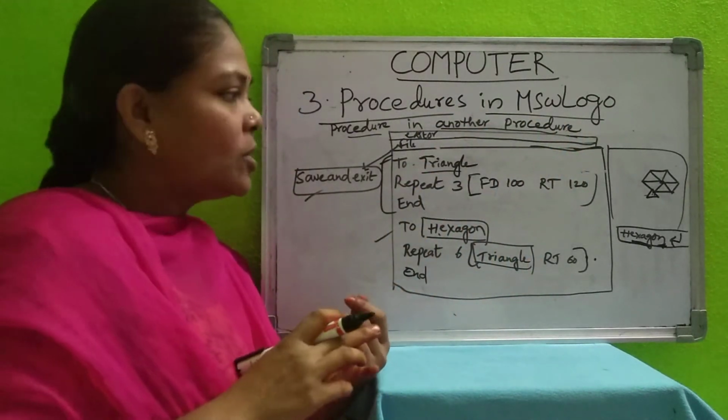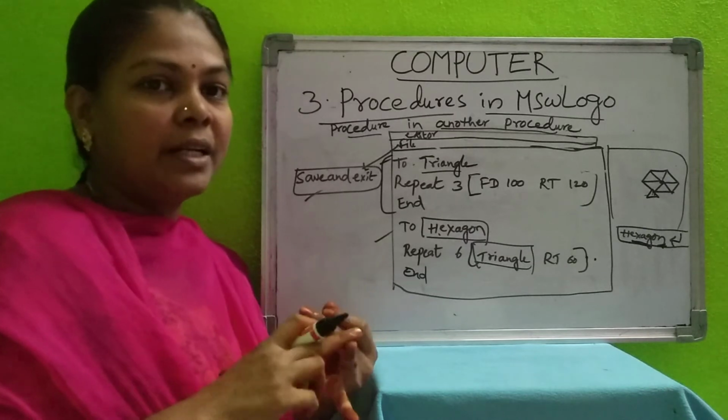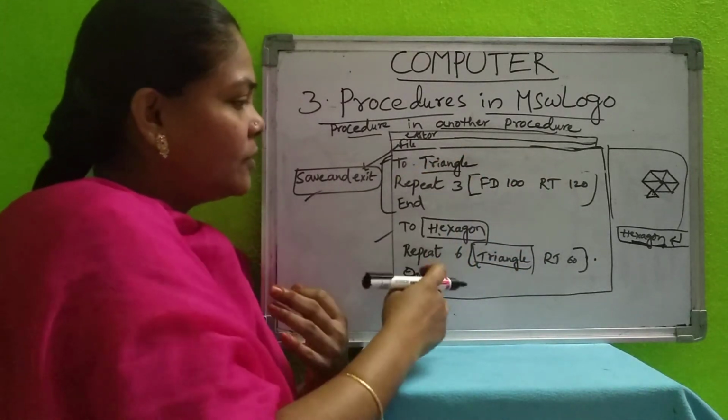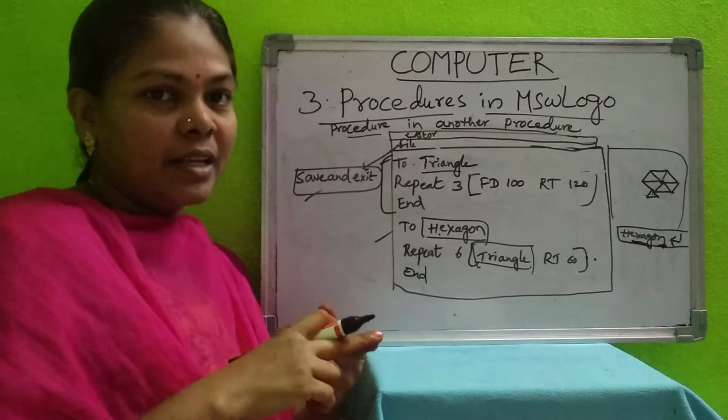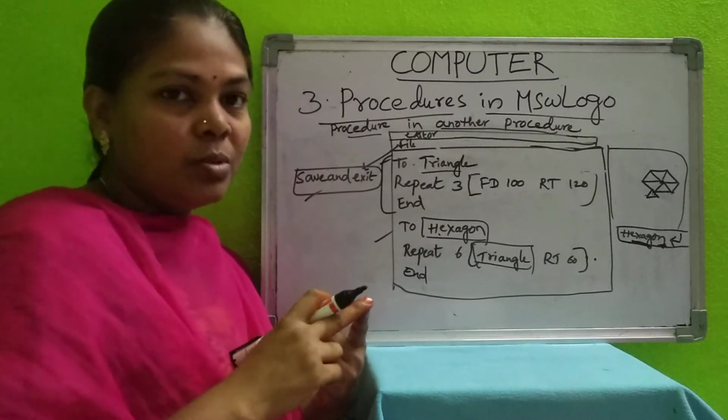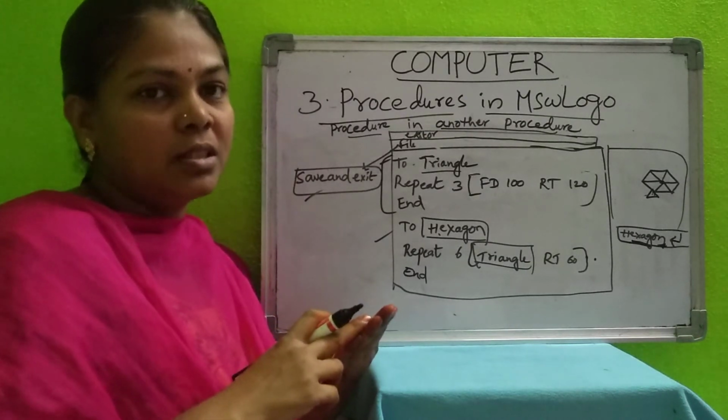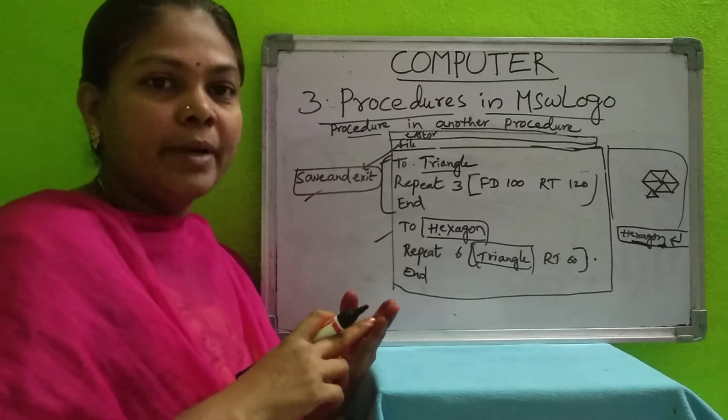Okay children, I will show you how to draw the square, rectangle and this hexagon with the triangles, and 3 triangles in the textbook. I will show you all this in the system so that you can remember better.